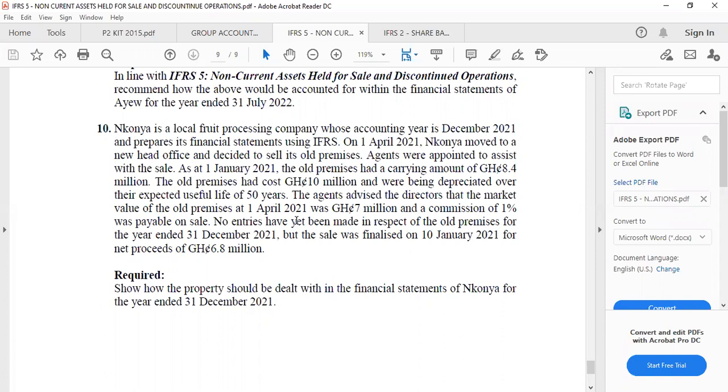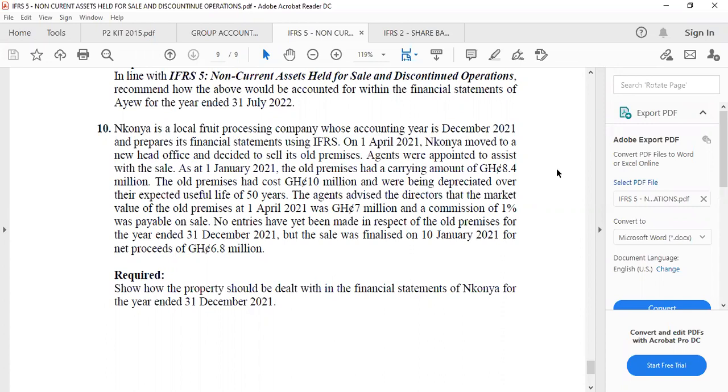Do you know why they have given you the cost and then the total useful life? To help you get the depreciation for the year. Exactly. If they didn't give you this particular one, then they will give you the remaining useful life in relation to the carrying amount.